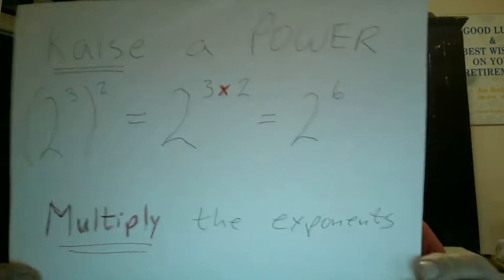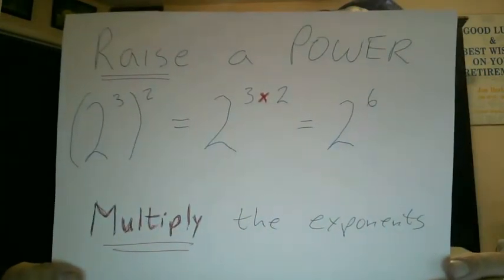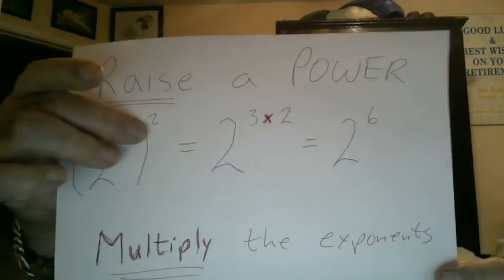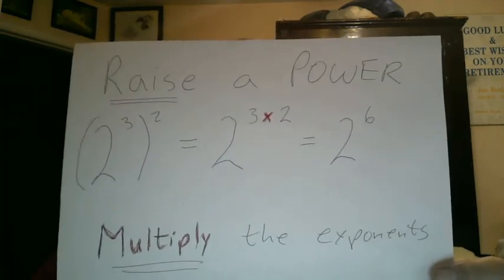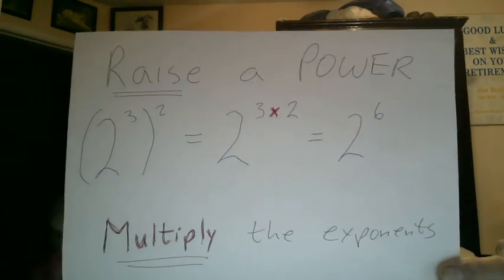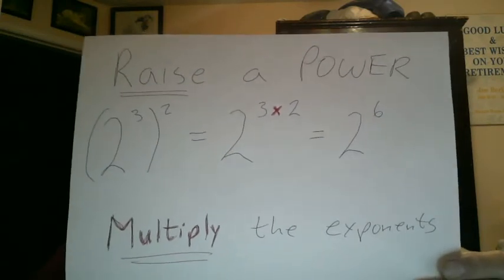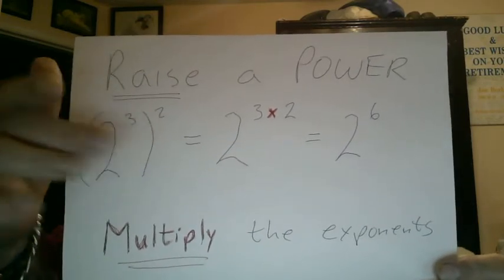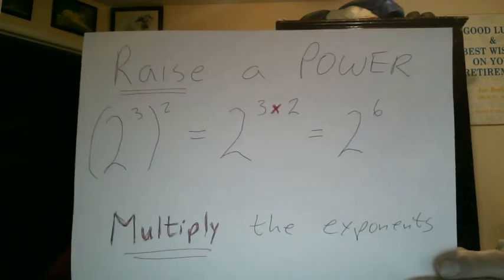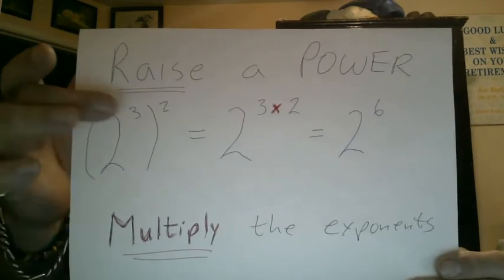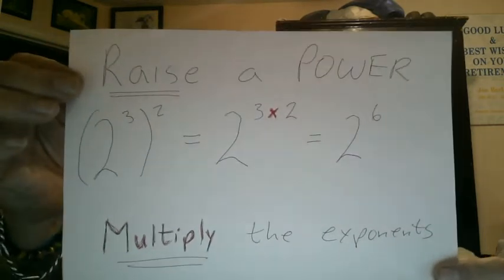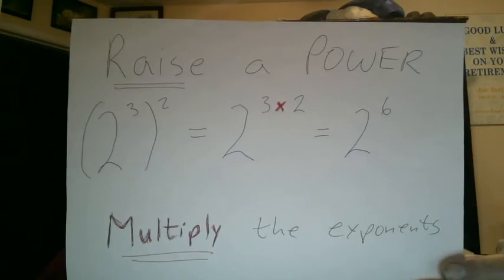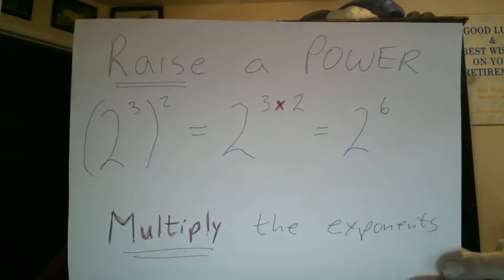When we raise a power, what we're basically saying is that we've got a 2 to the third power squared. Okay, so 2 to the third power squared. What that basically means is that you've got a 3 and a 2 right next to each other. It's kind of like this is a house, they're inside the house, and this guy's banging on the door, knocking on the door, trying to get in. So what that basically means is that these two numbers, the 3 and the 2, are going to be multiplied together.